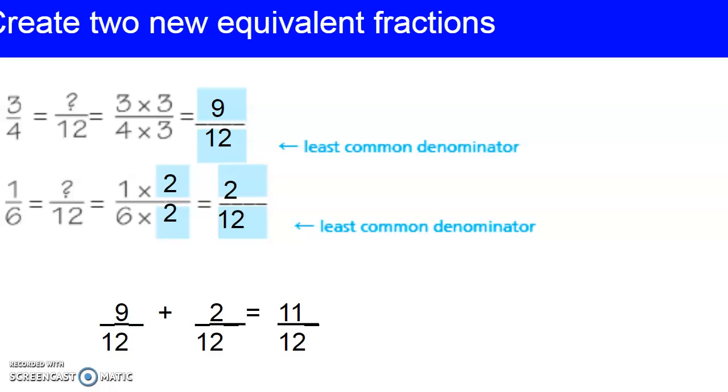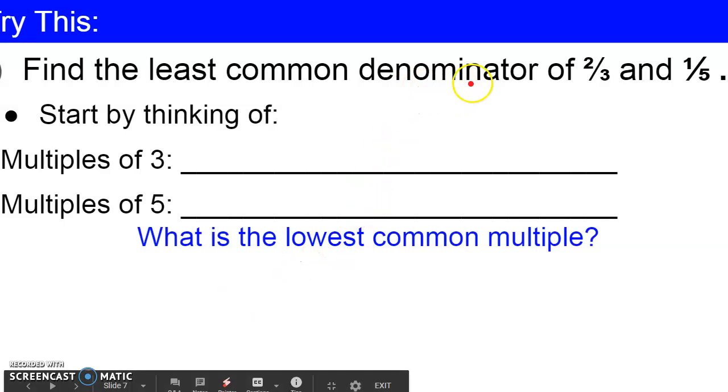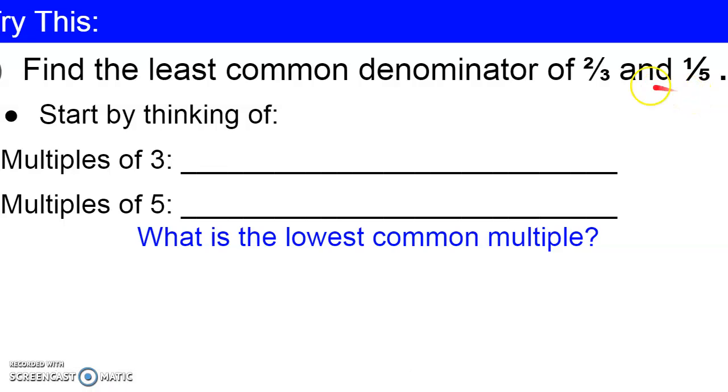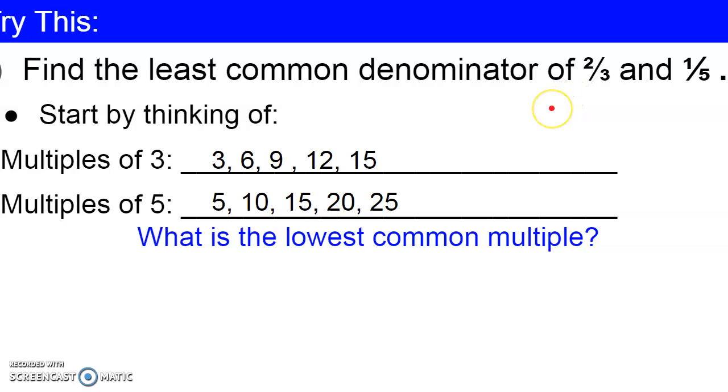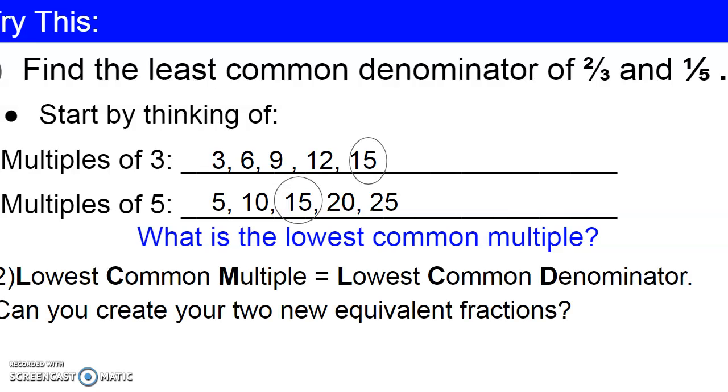Let's look at another example together. If we wanted to find the lowest common denominator of 2/3 and 1/5, the first thing we're going to do is look at our denominators and ask ourselves, what are the multiples of 3 and what are the multiples of 5? What is the lowest common multiple of 3 and 5? Well, the only one we see is 15. That would become our new denominator.